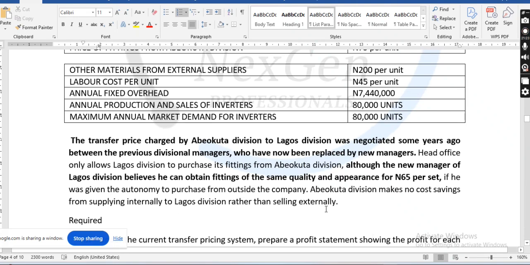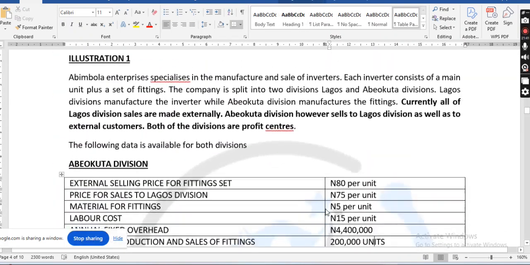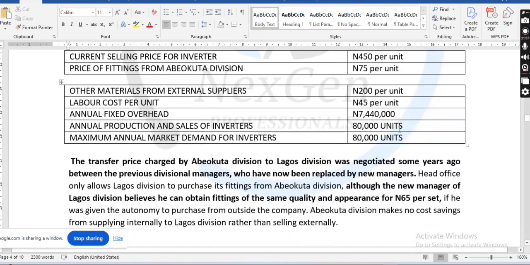That is it. If he was given the autonomy to purchase from outside, Abeokuta will not have any savings internally, but he will have more revenue externally, because Abeokuta will decide that out of these 200 units, I will sell 180 to external at what? At 80 naira per unit, right? But we will not sell internal, because if there is autonomy, Lagos division can buy outside.